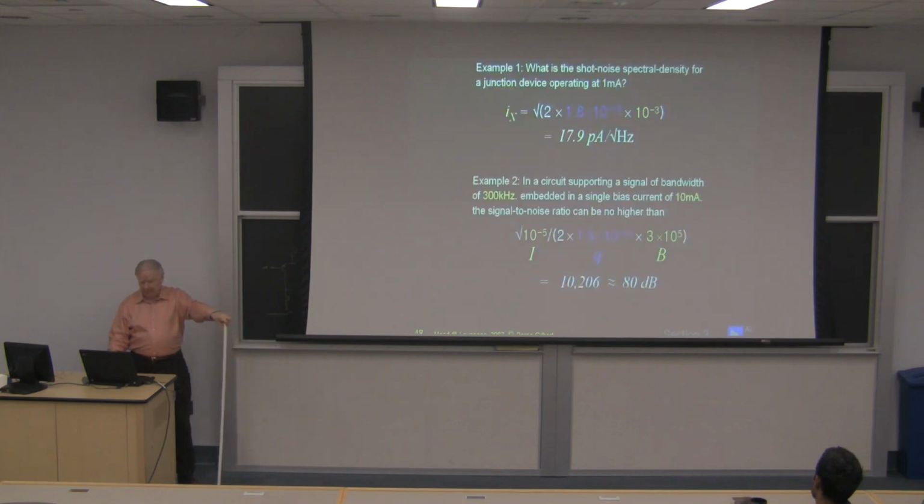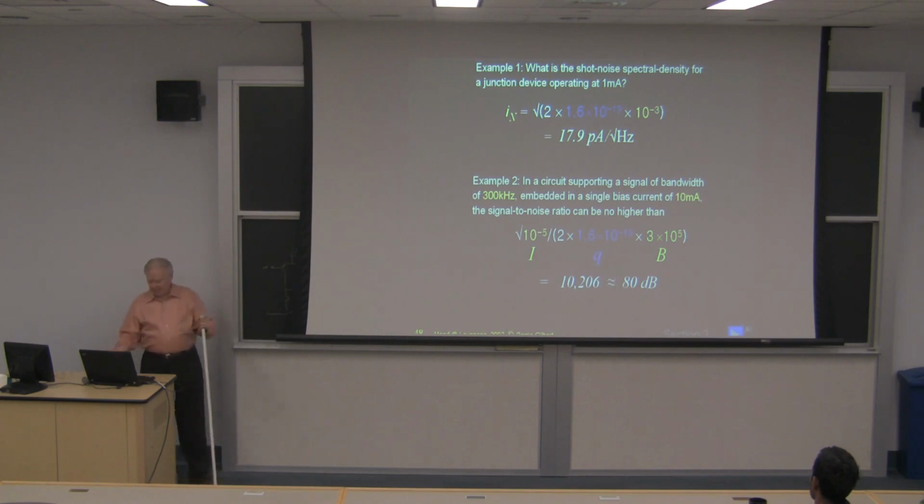And so here's a little example. What is the shot noise spectral density for a junction device at a milliamp? Well, the shot noise spectral density is 17.9 picoamps per root hertz. And then we say, well, supposing we have a bandwidth of 300 kilohertz, and now we raise that current to 10 milliamps, what's the signal to noise ratio? And it's only 80 dBs.